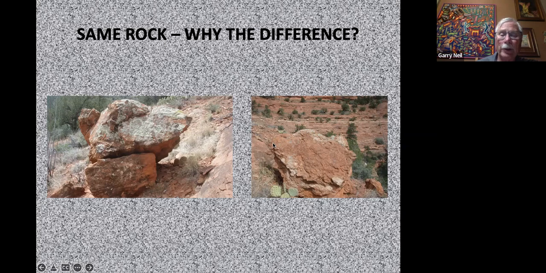The answer is, this is the north side of the rock. This is the south side of the rock. South side of the rock gets a lot more heat exposure. North side doesn't. And so in this case, the lichens are more compatible on the north side than on the south side.